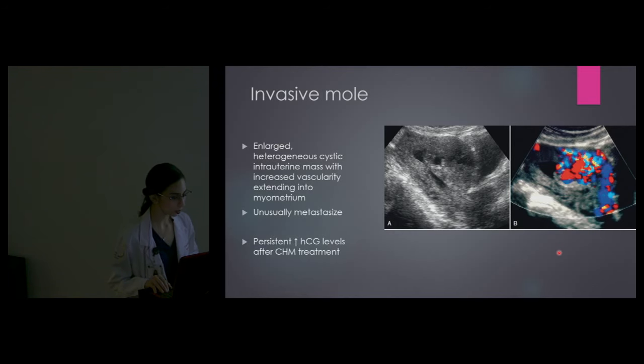The invasive mole is characterized by an enlarged heterogeneous cystic intrauterine mass with increased vascularity that extends into the myometrium, and it is unusual for it to metastasize, and it is the most common form of the malignant gestational trophoblastic disease.